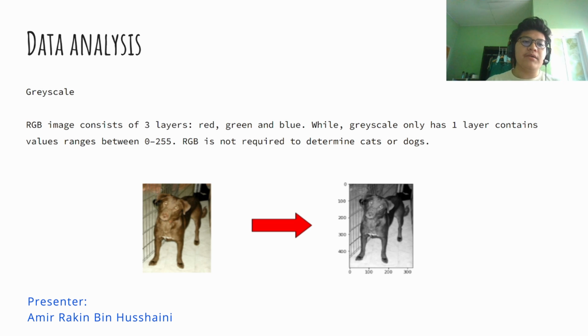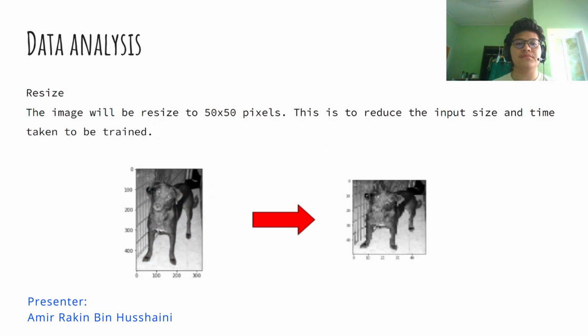For our pictures, they are RGB images and consist of three layers: red, green and blue. While grayscale only has one layer containing values ranging from 0 to 255. RGB is not required to determine cats and dogs. And resize. The image will be resized to 50 by 50 pixels. This is to reduce the input size and the time taken to train. After that, the dataset enables us to make the recognition of cats and dogs and turn it into a pixel format. For the input layer, it contains the input of 50 by 50 for each pixel.